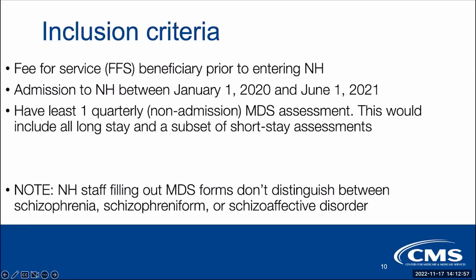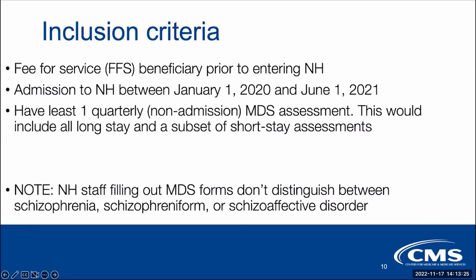So we decided to include fee-for-service beneficiaries, or they were fee-for-service beneficiaries prior to entering the nursing home. They had to have an admission between January 1st, 2020 and June 1st, 2021, and they had to have at least one quarterly or non-admission MDS assessment. It could have been quarterly or annual. This would include any long stay beneficiary and short stay assessments.